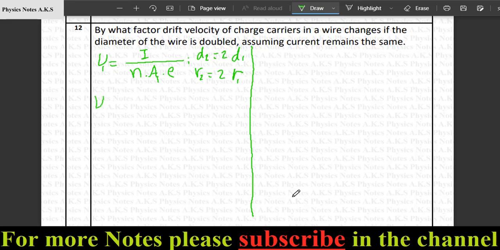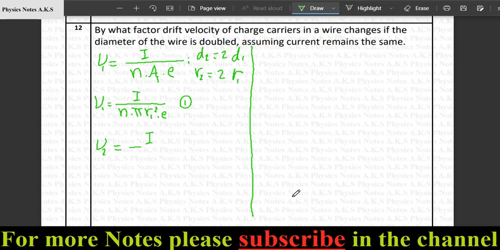It's going to be V1 equals I divided by number density multiplied by pi R1 squared, multiplied by e. This is equation 1. Okay, when the diameter changes, the radius will change. It means that the area will change, so the drift velocity will change.